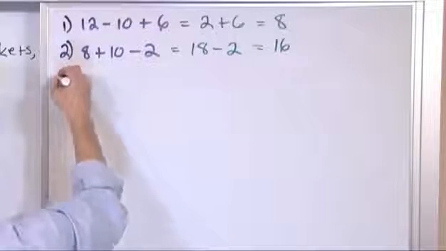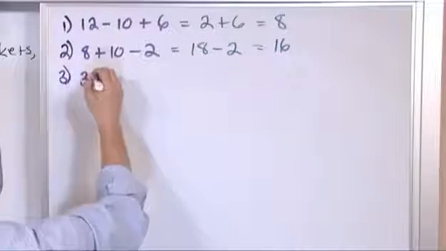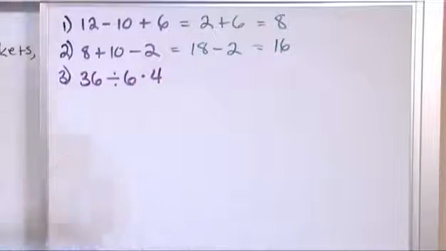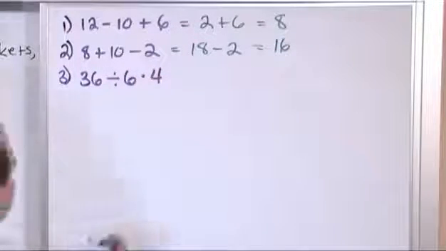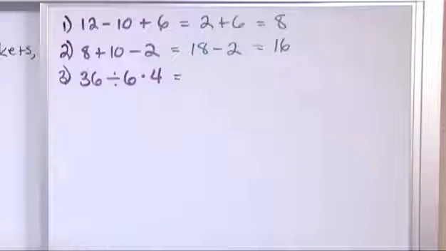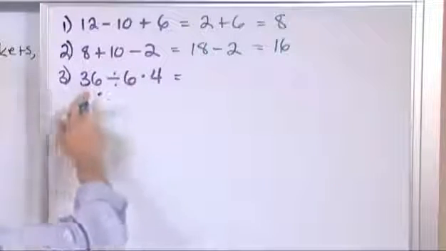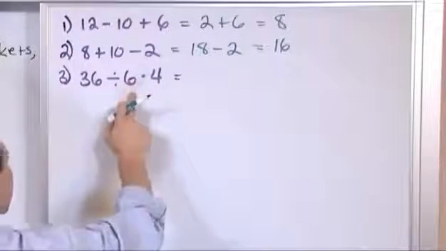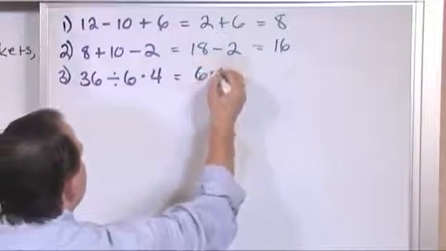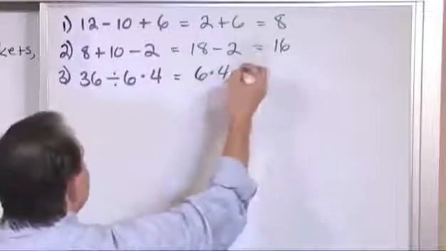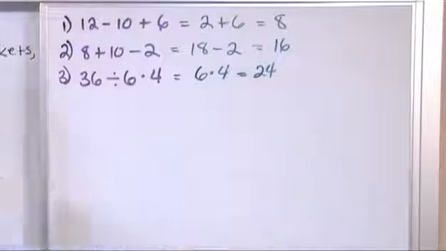Okay. Next problem. We have 36 divided by 6 multiplied by 4. So we go down our list. First, check for parentheses. We don't have any parentheses. Next, check for exponents. We don't have any exponents. Next, we do multiplication and division. Okay, we have some multiplication and division. And we do it from left to right because this is all on the same level, left to right. 36 divided by 6 is 6. We still have to multiply by the 4. So I'm not doing this all in my head. I'm writing it down again. 6 times 4 is 24. That's the answer.